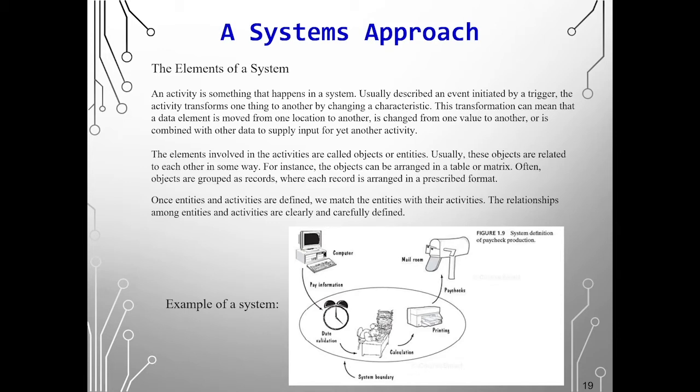Using these concepts, we can define a system as a collection of things: a set of entities, a set of activities, a description of the relationship among entities and activities, and a definition of the boundaries of the system. Below is an example of a system, with a system boundary, activities, objects, and the relationship to each other. You can see a paycheck production system, one that has the activities of data validation, calculation, and printing, that takes input from a computer, does the activities, and then prints out to the mailroom for the paycheck.